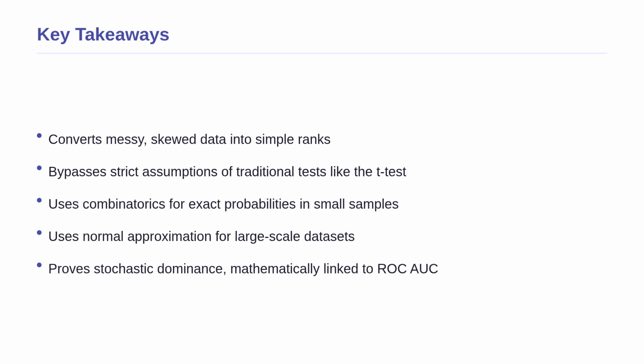To summarize, the Wilcoxon-Mann-Whitney test is an indispensable tool in modern statistics. By converting messy or skewed data into simple ranks, it bypasses the strict assumptions required by traditional tests. Whether you are calculating exact probabilities for small clinical trials using combinatorics or using the normal approximation for large-scale data, this test provides a mathematically rigorous way to demonstrate stochastic dominance. Its direct connection to the ROC curve cements its importance in both traditional statistics and cutting-edge machine learning evaluation. You now have a complete understanding of this powerful test.